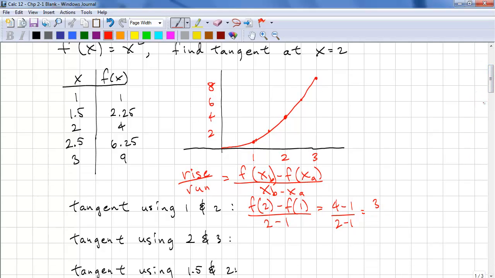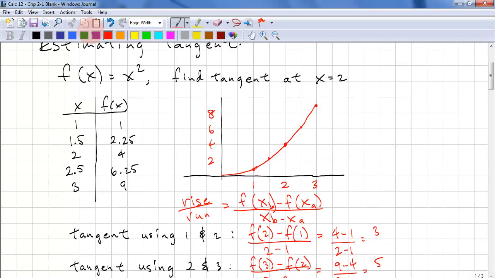Using values 2 and 3, we have f of 3 minus f of 2 over 3 minus 2. That is 9 minus 4 over 3 minus 2, and that is just 5.